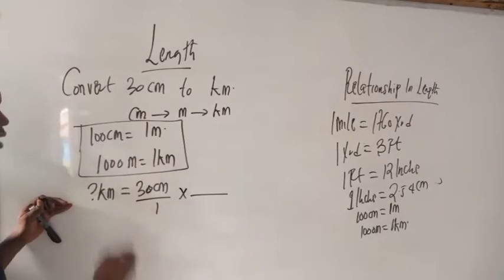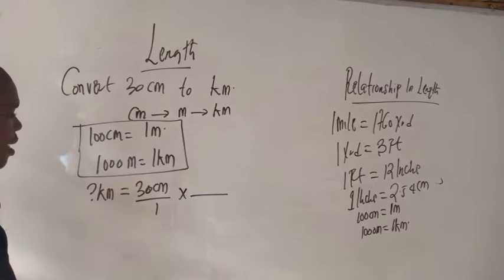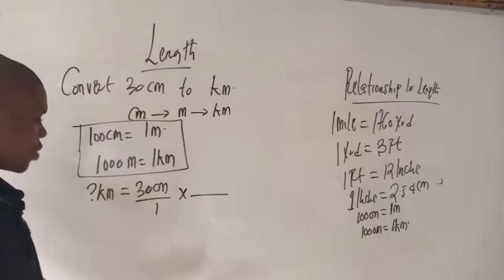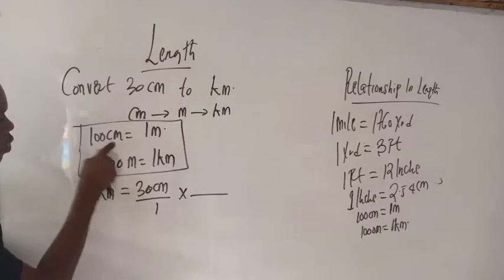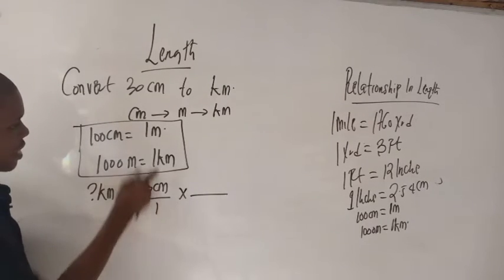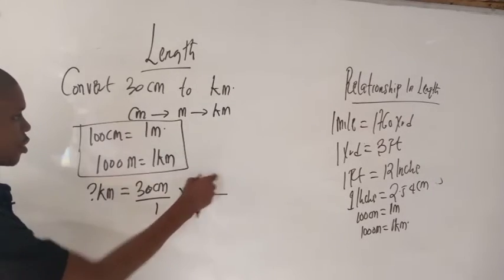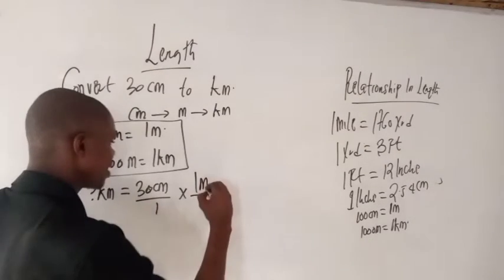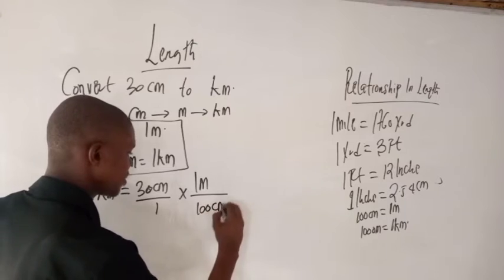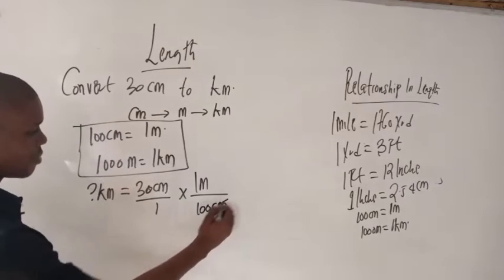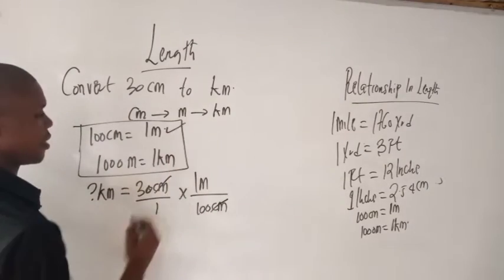Now let's take the first one. Remember, you must arrange it in such a way that the units cancel each other, leaving one unit. Centimeter will go to the bottom, so centimeter and centimeter cancel out, and 1 meter goes to the top. So we have 1 meter over 100 centimeters. Centimeter and centimeter go out, so we are done with this one.